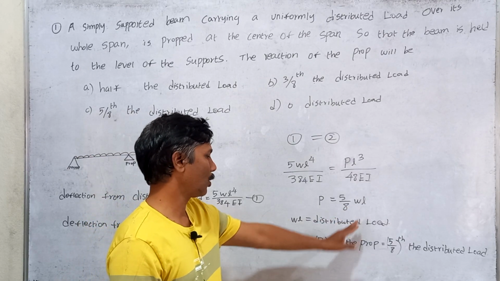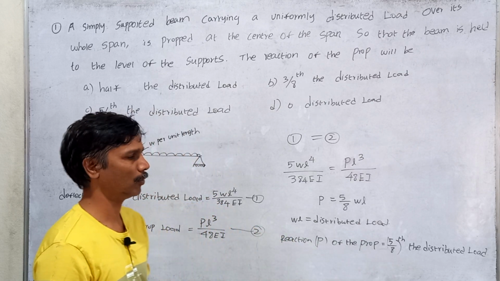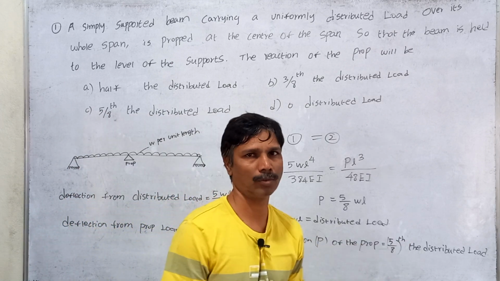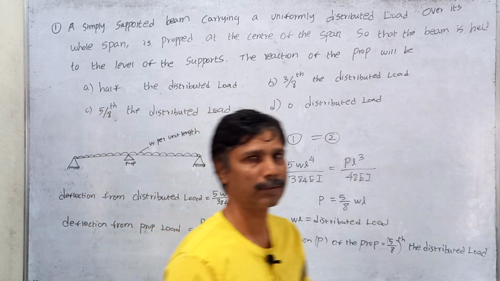w L is the distributed load. So the reaction of the prop equals 5 by 8 times the distributed load. This is the answer. So we are having the answer: C is the right option.